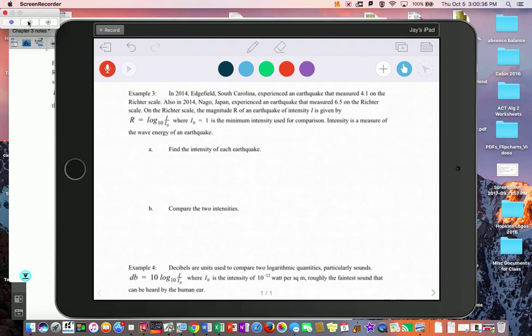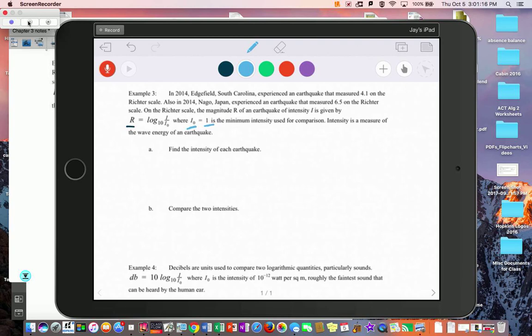All right, example 3 deals with the Richter scale, and kind of an interesting thing when you hear the numbers, like an earthquake that's measured at 4.1 and another one that's at 6.5. It doesn't really give us much of an indicator about how strong the other one was. So there's a formula right here: the Richter number is equal to the log base 10 of I divided by I sub 0, where I sub 0 is 1. So the intensity of the earthquake can be calculated.